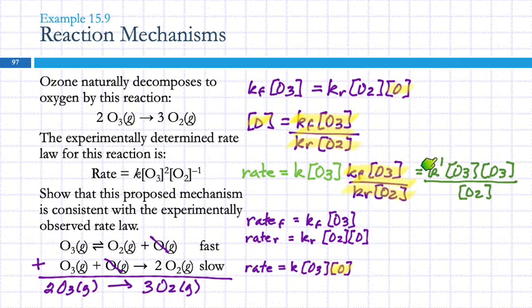So what we have here is a rate constant, so we've got a K, and we have O3 times O3, so that's O3 squared, and 1 over O2 is O2 to the minus 1. So this is O2 to the minus 1.